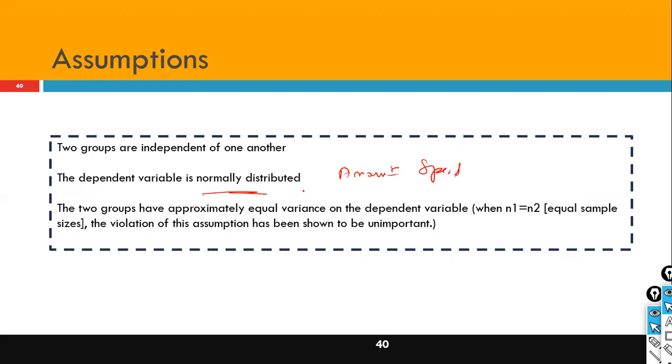It is normally distributed in the two groups. Now, if the amount spent is not normally distributed, then you cannot conduct a t-test. Okay, so it should be like this.